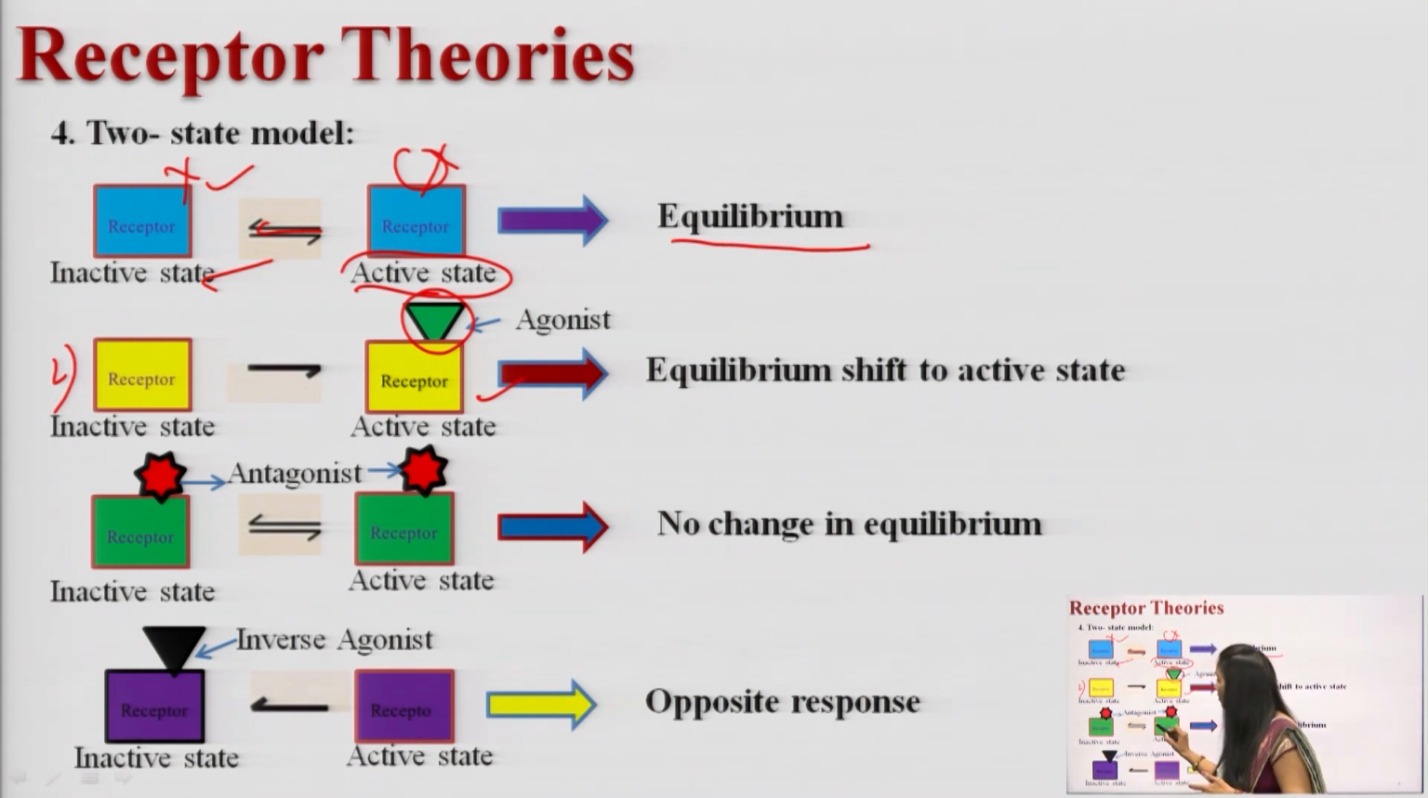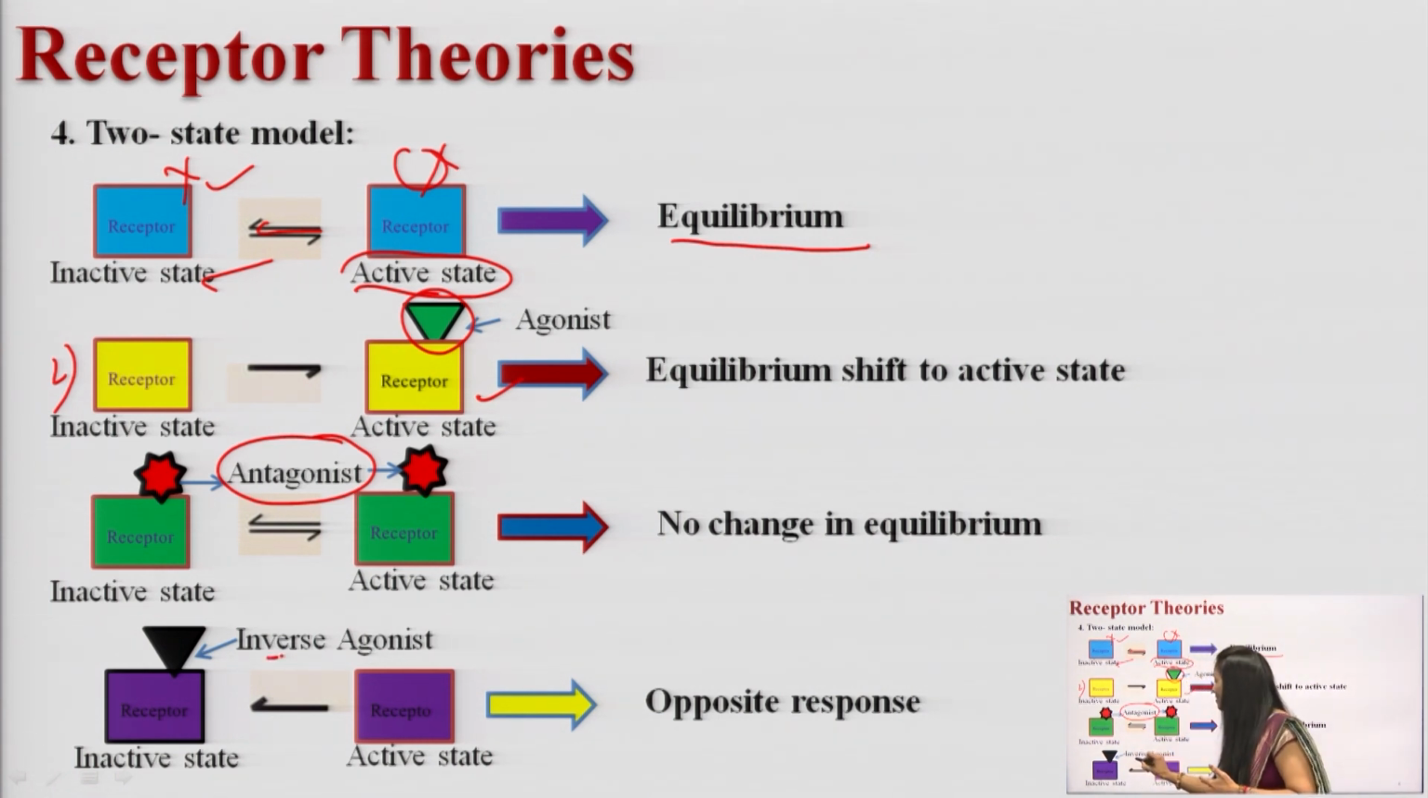And the third picture represents the antagonist drug. The antagonist drug has the capacity to bind to both the inactive site and the active site of a receptor. Once the antagonist drug binds to the inactive or active site, what is the equilibrium? You can see there will be no change in equilibrium. The antagonist cannot change the equilibrium state of a receptor.